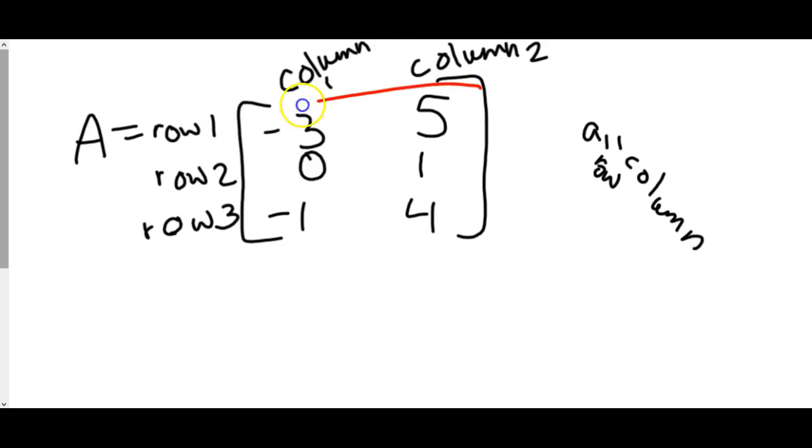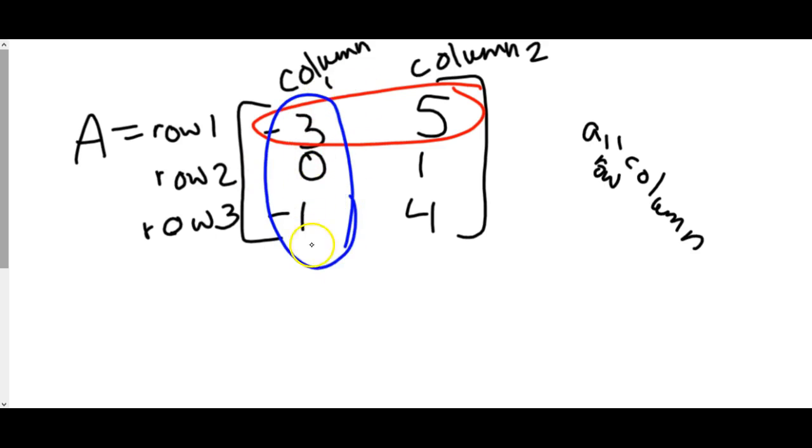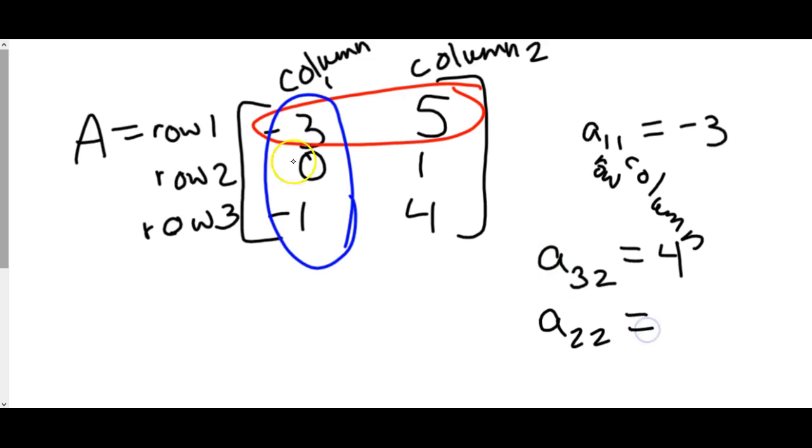So we want the element that's on the first row and in the first column. So first row is -3, 5. First column is -3, 0, -1. The only number that's in both is -3. So if you just go over row 1, column 1, where they meet is the element a11. So you can name a couple from each matrix. Like if I wanted to say a32, that means third row, second column. So over to the second column, that would be 4. Or a22, second row, second column is +1.